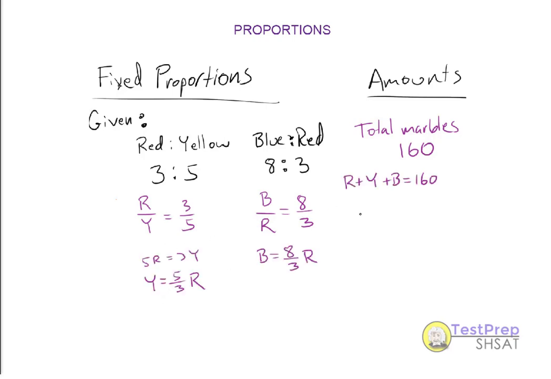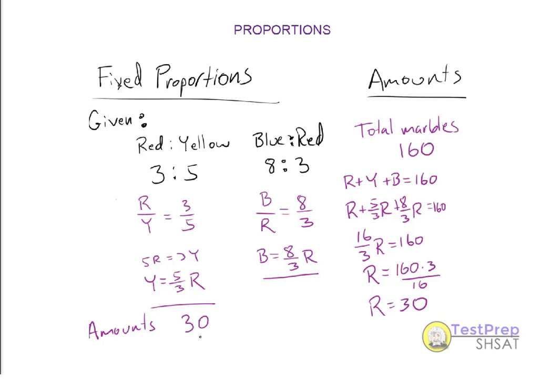And if the total is 160, I know that means red plus yellow plus blue equals 160. I'm going to substitute my two proportion equations in, so everything's presented as a function of r. So y is 5/3 r, given this. B is 8/3 r. There are 30 red marbles. So now I can actually put amounts. Not just proportions, but amounts.